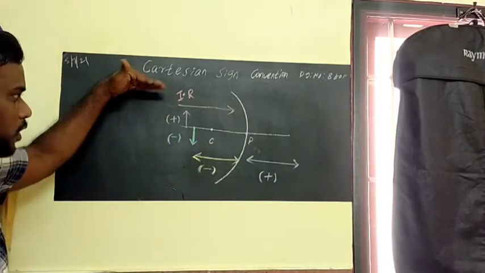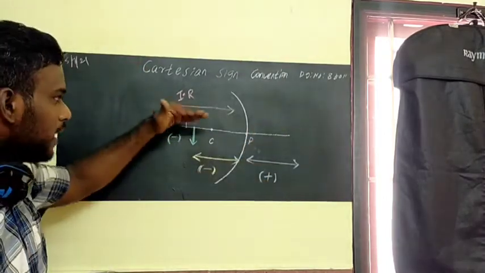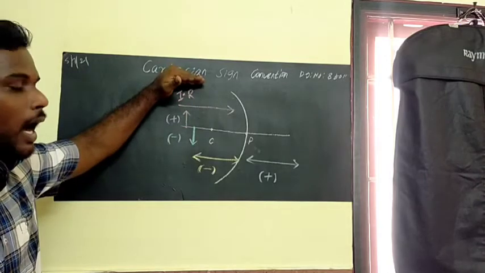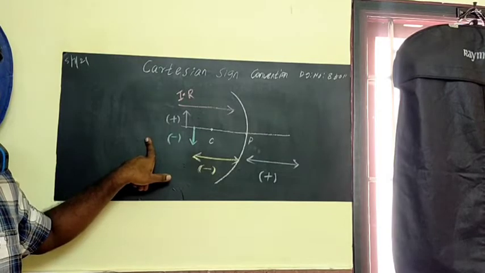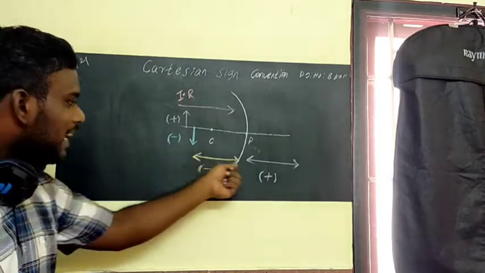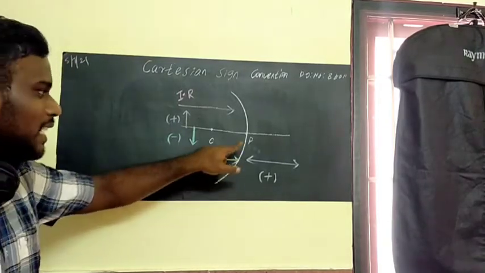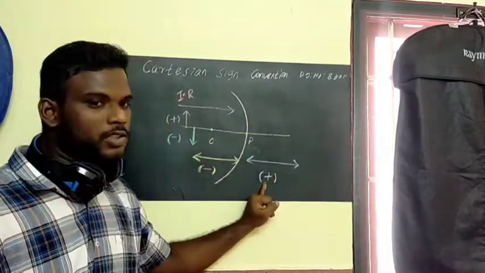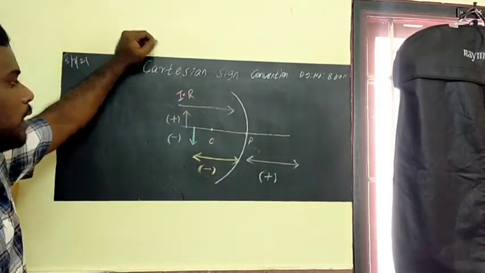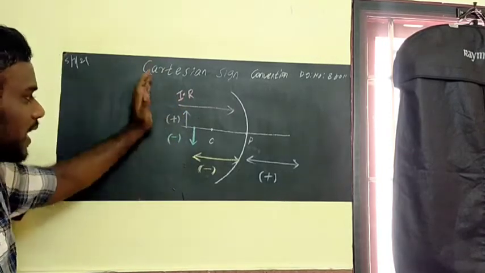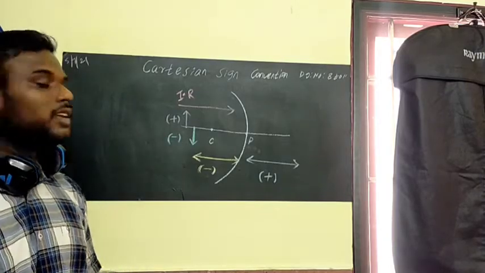Is that clear? So we should choose the incident ray from the left side of the mirror to the right side. We should place the object above the principal axis, and all distances we should measure from the pole. These are the first three important points. And the fourth point: the left side of the pole distance we take as minus, and the right side of the pole distance as positive. The perpendicular distance above the principal axis is positive, and below the principal axis is negative. Is that clear? These are the important rules of Cartesian sign.